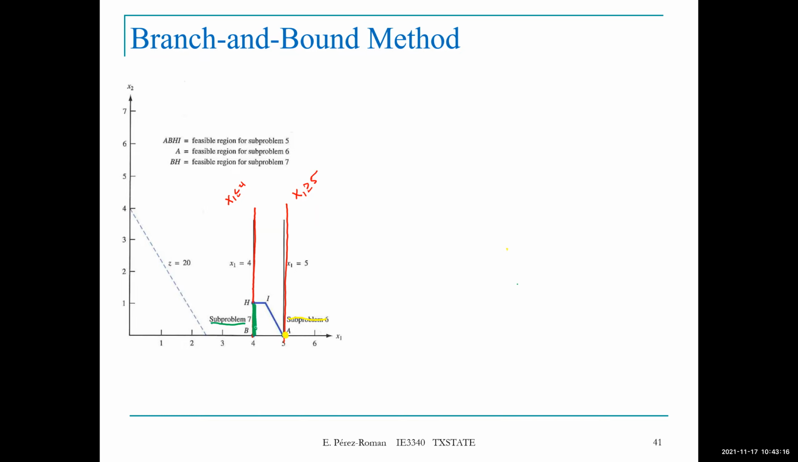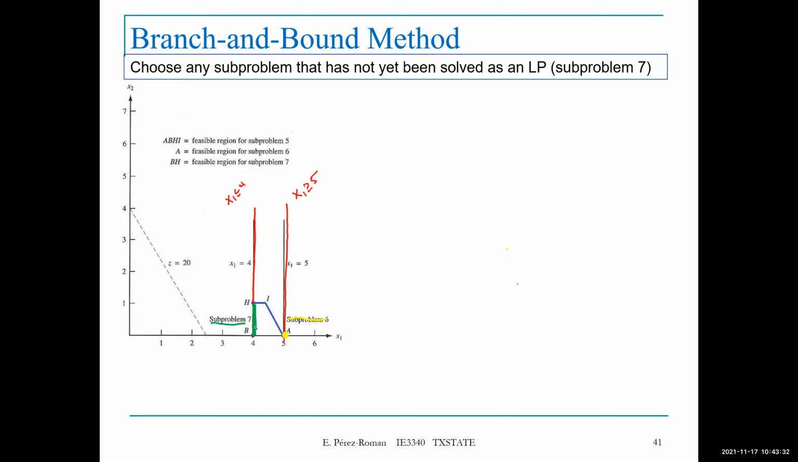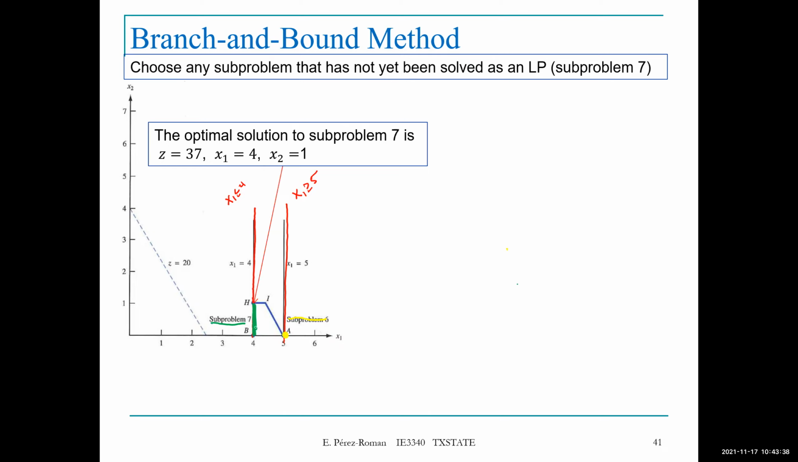So for these new subproblems, we have a feasible region that is just a line. And for subproblem 6, we have a feasible region that is just 1 point. So for subproblem 6, the problem is very easy to solve, right? Because we only have 1 point. So choose any subproblem that has not yet been solved as an LP. We choose first subproblem number 7.